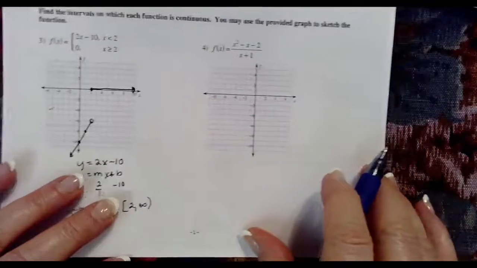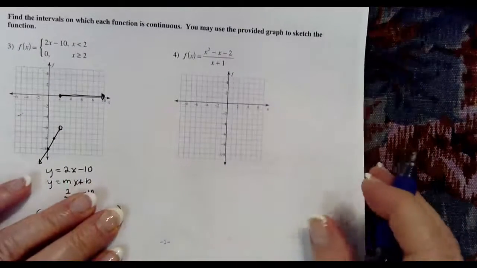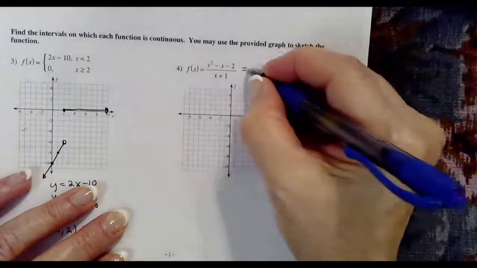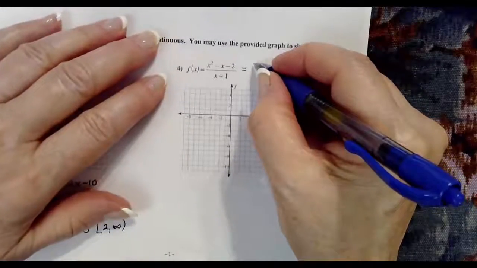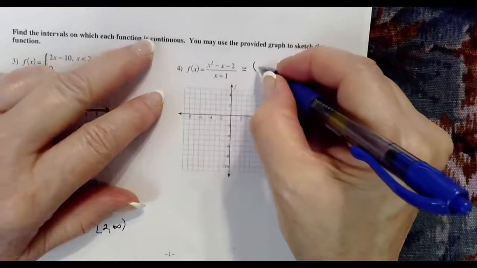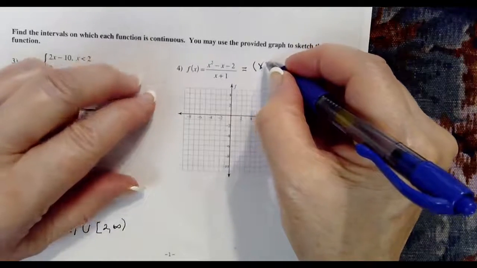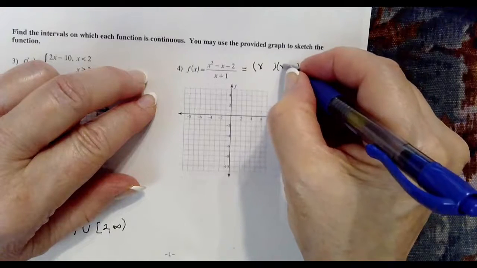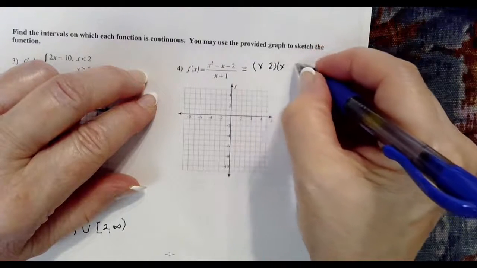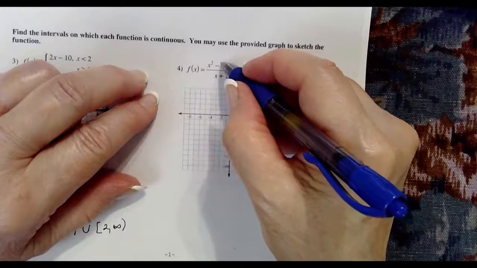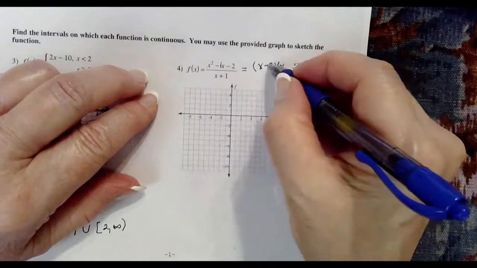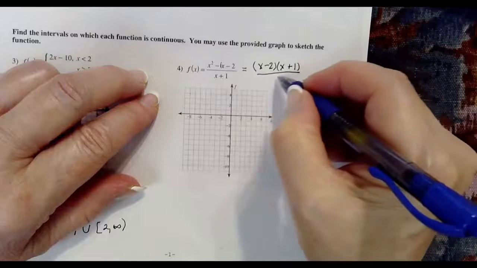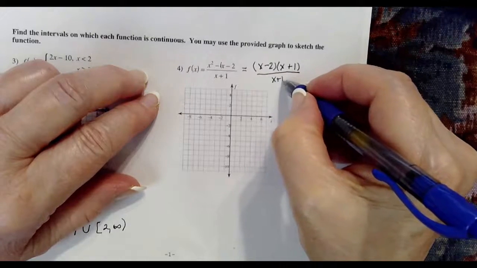All right, number 4. Again, we're looking for where it's continuous, so we have to factor this numerator first. So we're going to factor, and we get x squared is going to go in for x and x, and then 2 and 1. Since this is a negative 1, then we know the larger number has to be negative, and this one has to be positive. So we divide, and we get x plus 1.